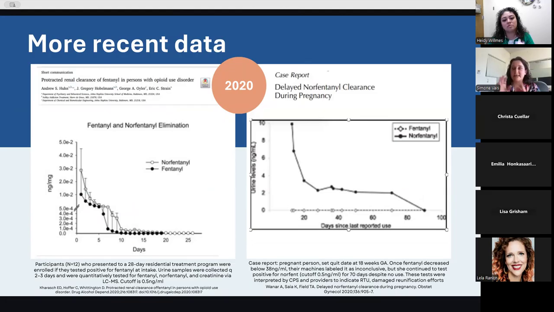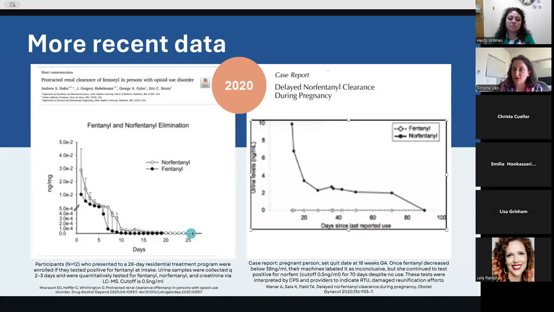The first real study to show this was a study of 12 participants in a 1-month residential treatment program, and they were enrolled at the beginning when they got to the program, positive for fentanyl. And then they were tested to see how long they would test positive for fentanyl and norfentanyl. In this graph, the black is fentanyl and the white is norfentanyl. We see that the fentanyl stays positive for almost 20 days, and the norfentanyl stays positive for just a little bit longer than that.